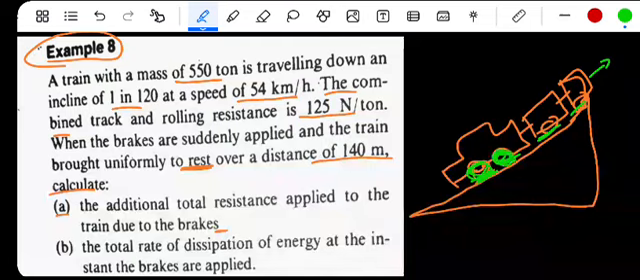I hope you understand. That is why you hear a sound when the car is braking; it shows you're increasing the friction there. So we want to calculate that additional friction caused when you're applying the brakes.